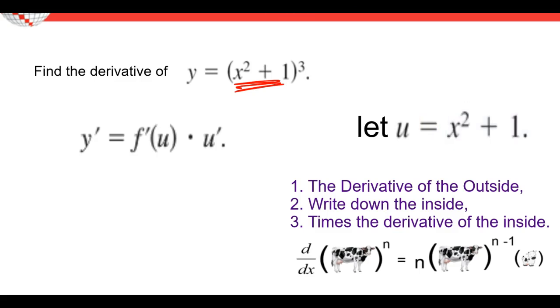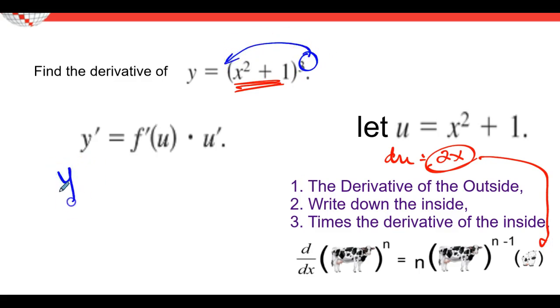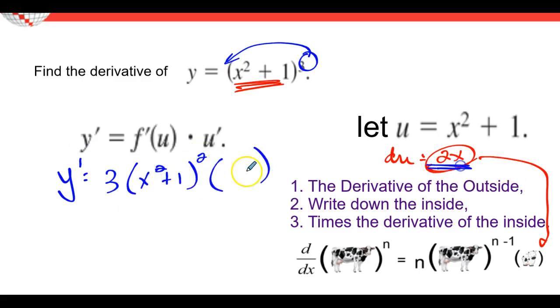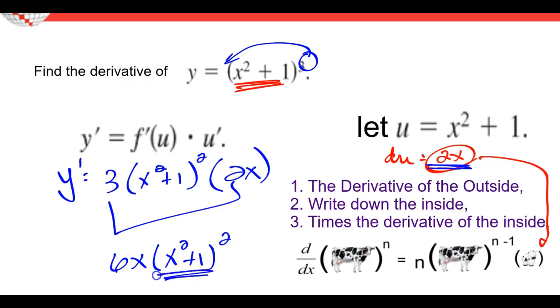If we let u be that inside function, then du is what? 2x. So just remember 2x is going to be that little baby calf cow at the very end. So I'm going to follow this rule, the derivative of the outside, so 3 times 1 is just 3, so y prime is 3, right down the inside, don't forget to decrease the exponent by 1, and then times that little baby du. Of course you can clean this up by multiplying this together: 6x times x squared plus 1 quantity squared. In calculus we probably don't want to multiply that out because I like things in factored form, so just leave that as the final answer.